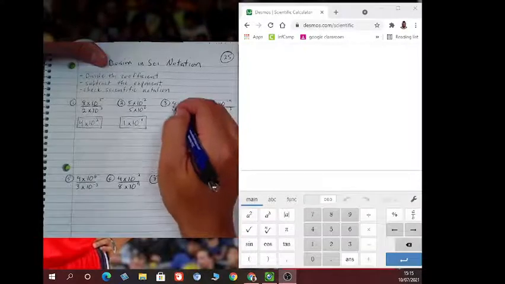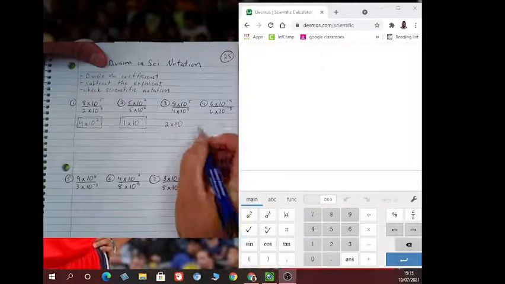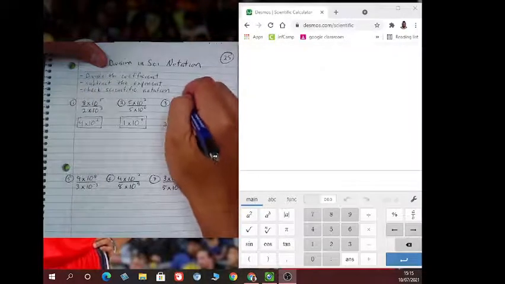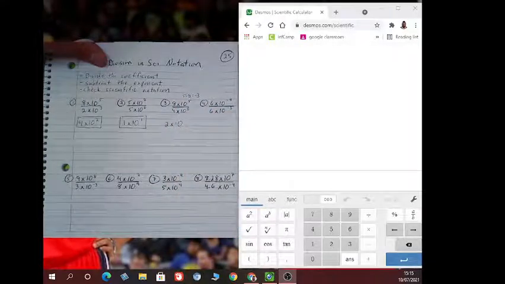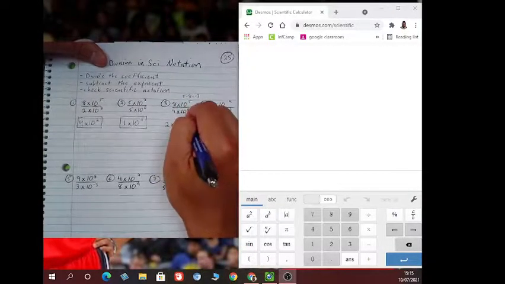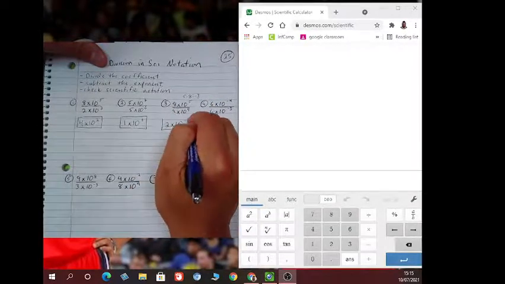Okay. All right, number 3. 8 divided by 4, divide the coefficients, that gives you 2. And then for the exponents, 5 minus 8 is a negative 3. Okay, so the exponent here is going to be a negative 3. The coefficient is between 1 and 10, so it's in scientific notation.